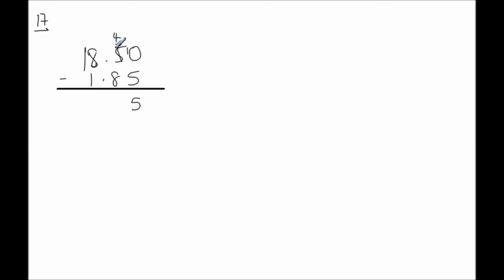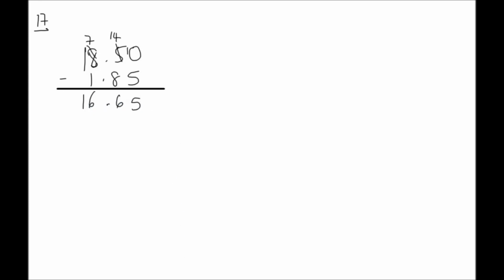8 from 4 still can't work, so I'll need to do that again. I'll take 1 from the 8, leaving 7 there. I'll bring that set of 10 over, and it will make 14. Okay, so 8 from 14, I will call myself 8 and count until I get to 14. So I say 8, 9, 10, 11, 12, 13, 14. I get 6. Carry down my decimal point, and I say 1 from 7 will leave me with 6, and there's nothing here, so I carry back down my 1.